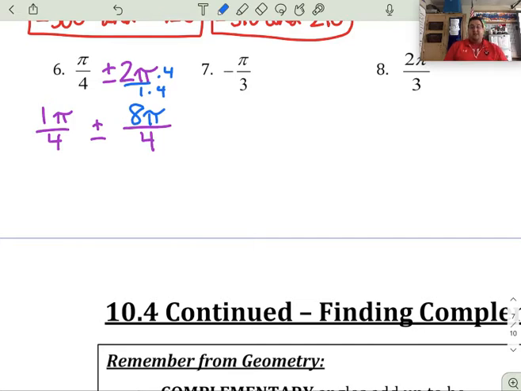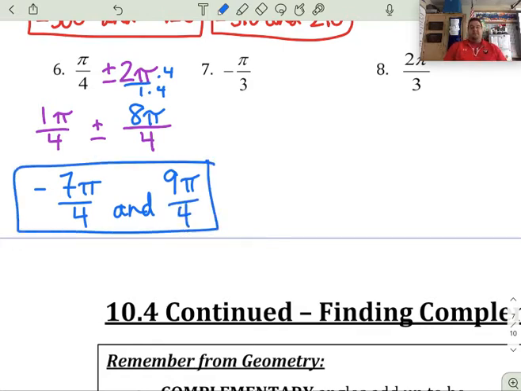If each pie has 4 slices, how many slices do you have in 2 full pies? 8 pi over 4. So then all we really have to do is add and subtract the numerators to find our answers, right? So I'm going to do the negative one first. We have 1 pi minus 8 pi, which would be negative 7 pi over 4. And then for our positive one, when I add 1 plus 8, we're going to get 9 pi over 4. And there's your 2 this time.